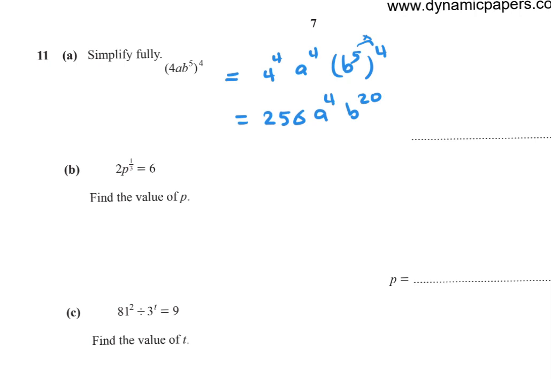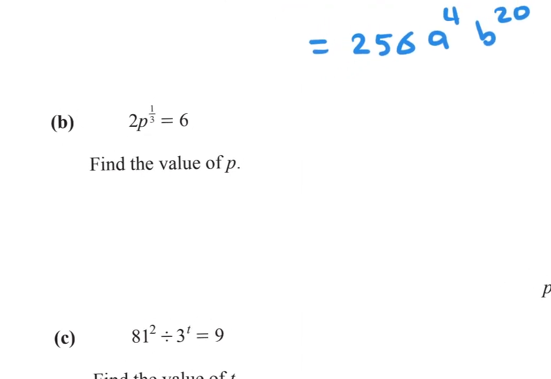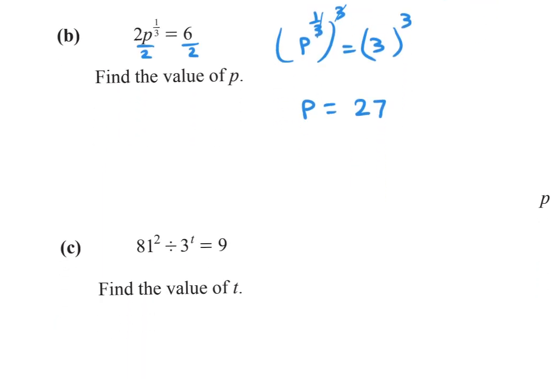Now next, B. 2b^(1/3) equals 6. We need to find b. So you can divide both sides by 2. So b^(1/3) equals 3. To find b, cube both sides: power 3, power 3. Because 3 times 1/3 equals 1, we get b. If you multiply, 3^3 equals 27. So b equals 27.